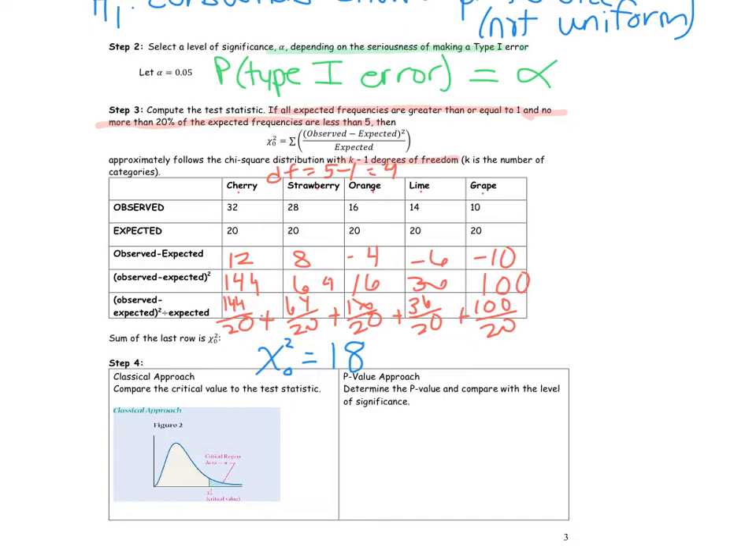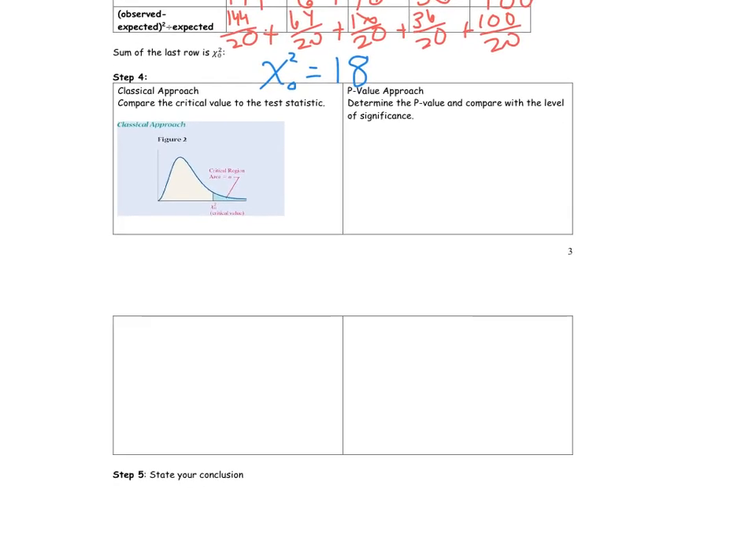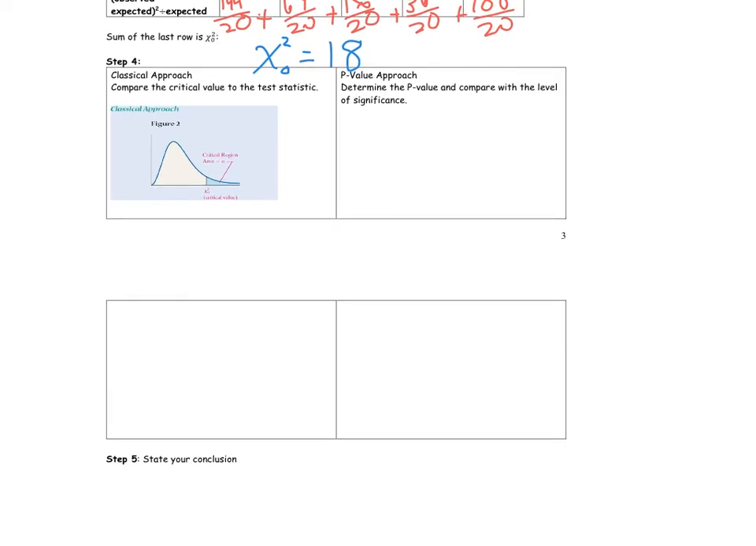So let's look at our different approaches. Our classical approach, we're going to compare the critical value to the test statistic. So go reference your chart in the back of the textbook or on your formula sheet. Area to the right is 0.05 because that's the level of significance. And then the degrees of freedom, we said, was 4.